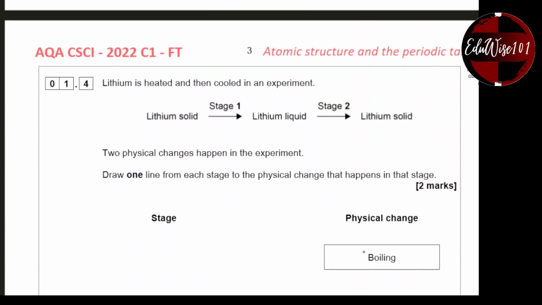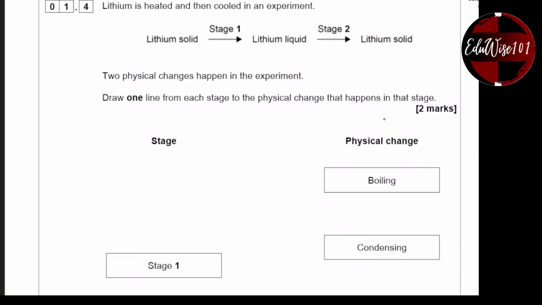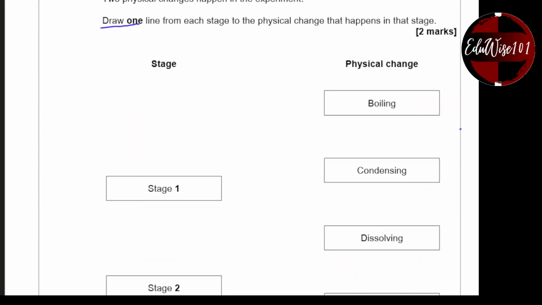Question 1.4. Lithium is heated and then cooled in an experiment. Lithium solid goes through stage 1 to lithium liquid and then stage 2 to lithium solid again. So 2 physical changes happen in this experiment. Draw 1 line from each stage to the physical change that happens at this stage. So you're meant to draw only 1 line. You'll get 1 mark each.